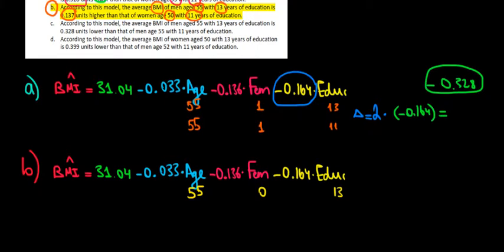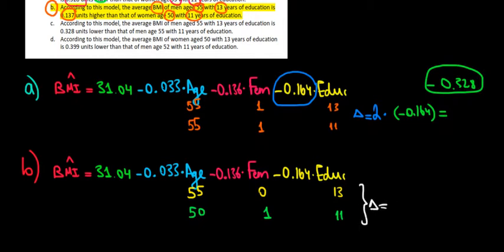The next person that we're comparing with is a woman, age 50, so the age is going to be 50 over here. It's a female, right, so the dummy variable takes the value of 1, and 11 years of education over here. Now we're dealing with the difference, so let's see what the difference is going to be.